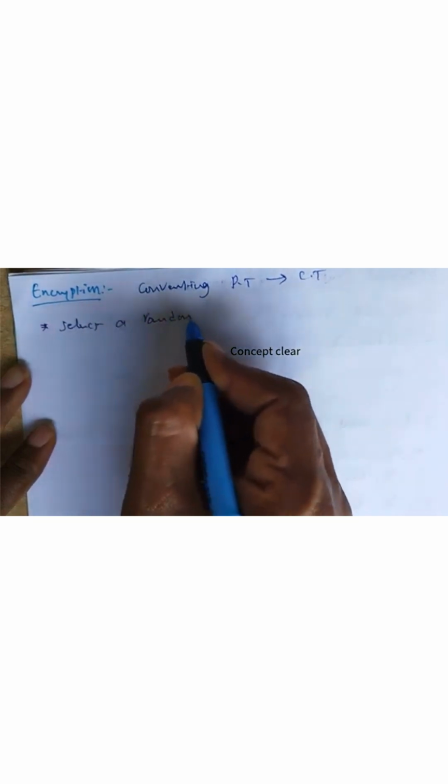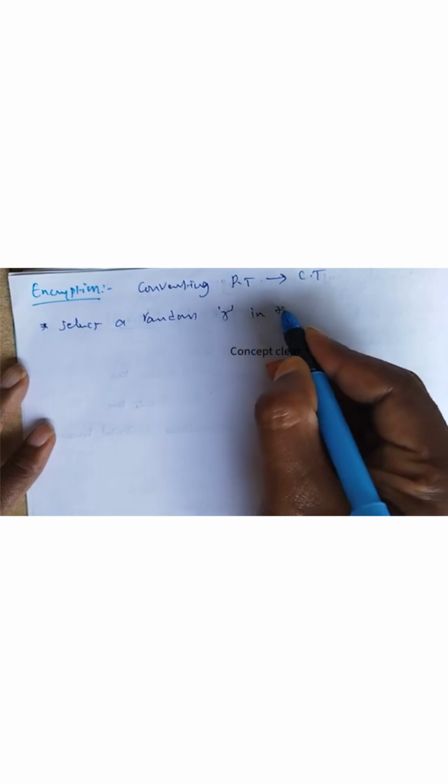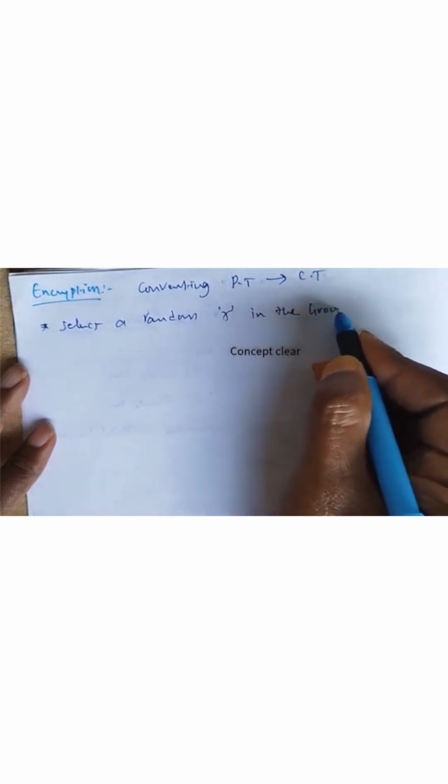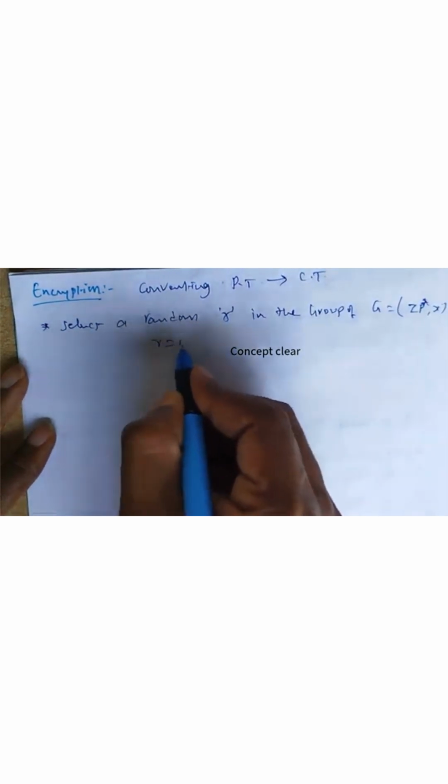Here in this encryption we have to follow a set of steps. The first step is we have to select a random number R in the group G equals Z power P comma X. Here I am taking R equals 4. I am taking the R value randomly as 4. Okay, don't confuse. This is step 1.